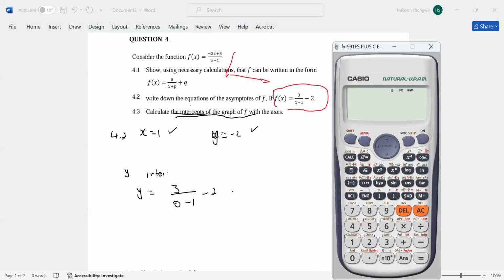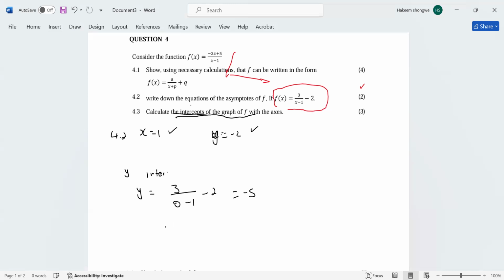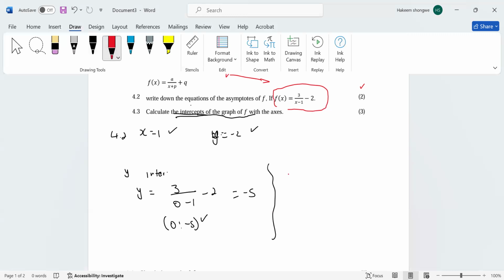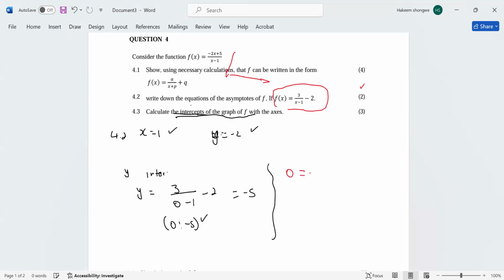So we have minus 5. And then we tell them that we have the point 0, minus 5. They will give us 1 mark for this one. And then the other one, we have the x-intercept. For the x-intercept, we say 0 is going to be 3 all over x minus 1, minus 2. Take this one to the other side. It says 2 is going to be equal to 3 all over x minus 1.